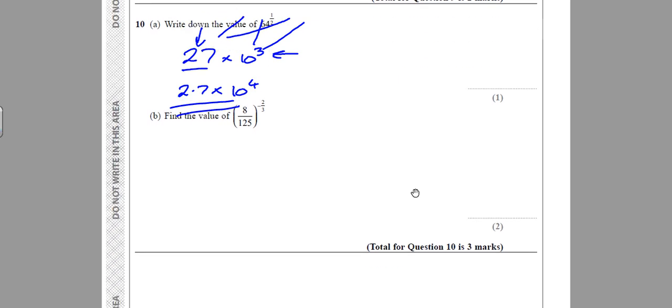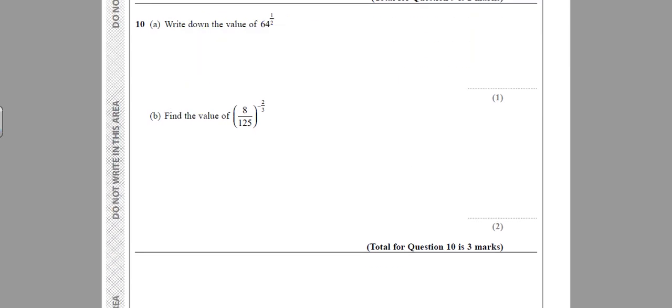Okay, next thing, you just need to remember what the power of a half means. The power of a half just means the square root. We're going to do the square root of 64. So something times itself equals 64, which of course is 8. For the smart Alex amongst you, it can also equal minus 8. Either one of these would be the correct answer.